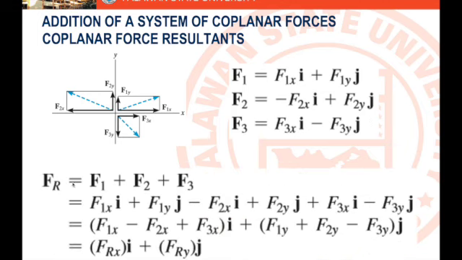So in order to find the resultant of this coplanar force system, F1 plus F2 plus F3, this is vector addition of forces. We simply add all the forces that are in the same direction. In this case, as you can see, all the x components are in the same direction. That's why we will just add them. So that's F1x minus F2x plus F3x.